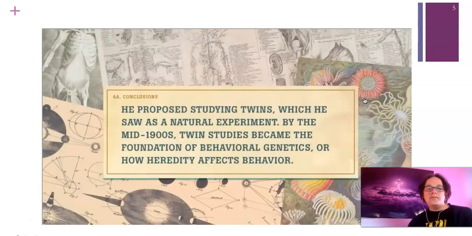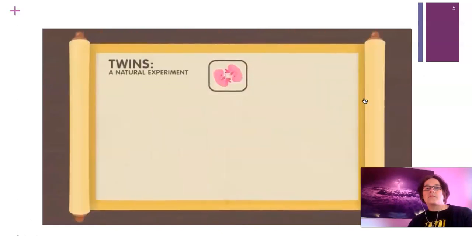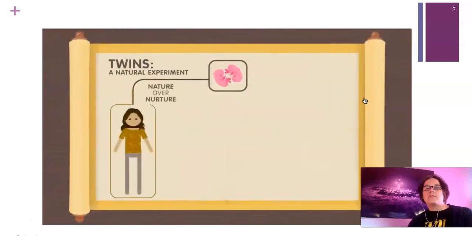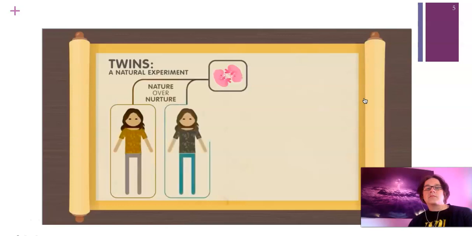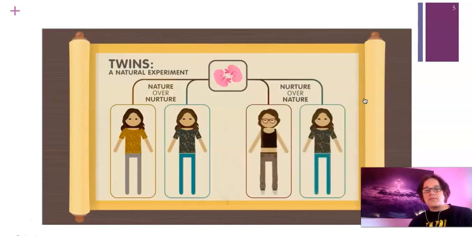In 1875, in the paper The History of Twins, he proposed studying twins, which he saw as a natural experiment. By the mid-1900s, twin studies became the foundation of behavioral genetics, or how heredity affects behavior. Galton realized that twins presented a natural experiment. If nature is more powerful than nurture, then twins should be more similar than not, even if they're raised apart. But if nurture is more powerful, then twins should behave differently when raised apart.